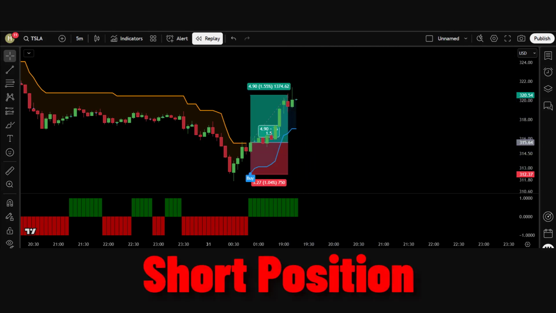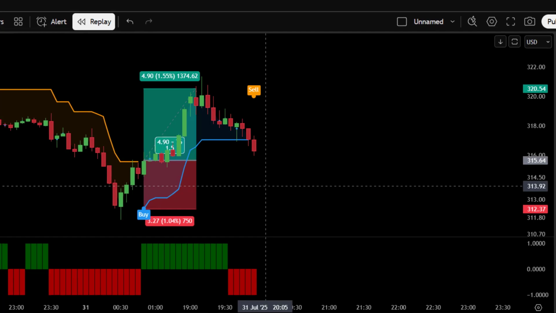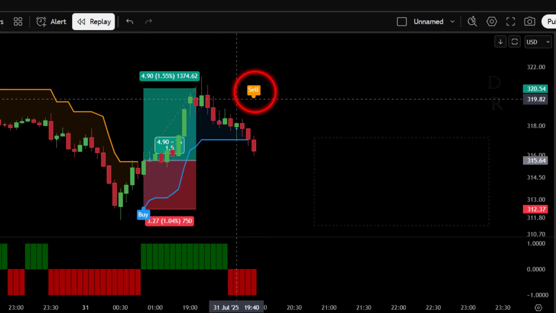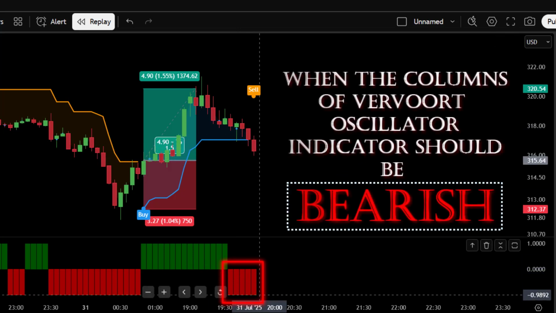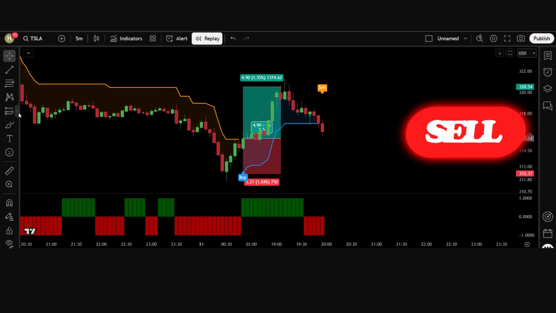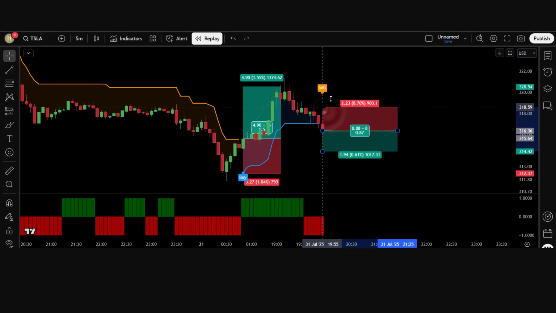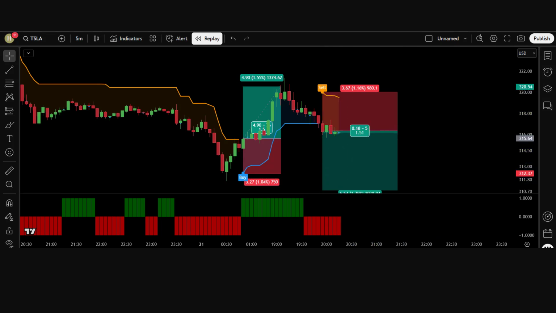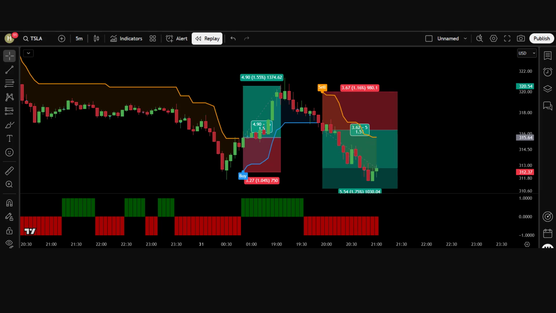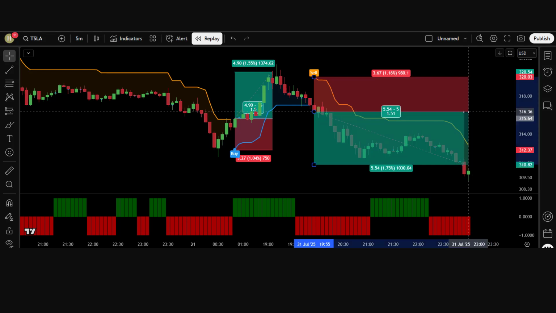Now let us understand short position. When the G-Trend Gunbot indicator give us sell signal. When the market has formed a bearish candle. When the columns of Vervoord oscillator indicator should be bearish. If this condition is fulfilled, then we will place sell order. Place your stop loss at the short stop start of G-Trend. With a 1:1.5 risk-reward ratio. The market has completely hit the target.